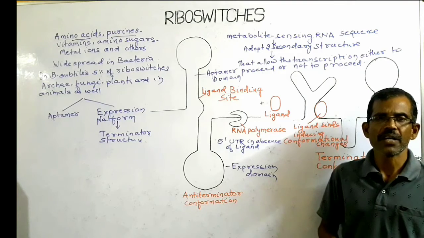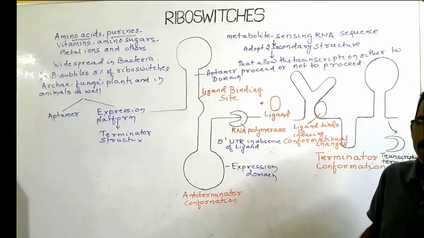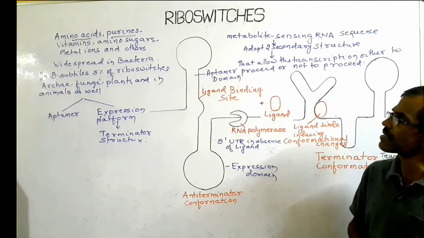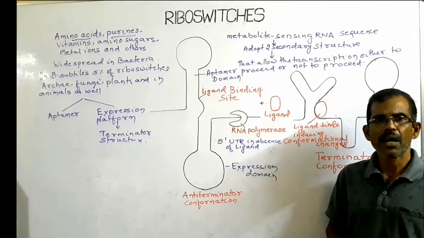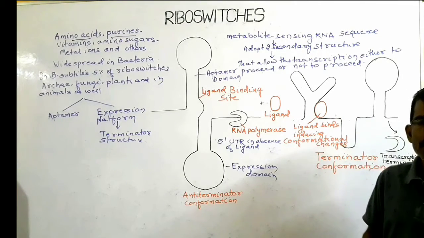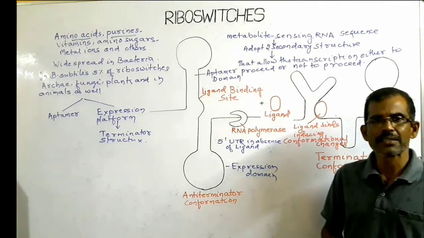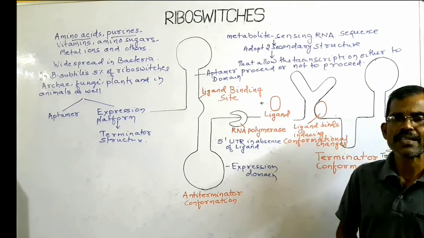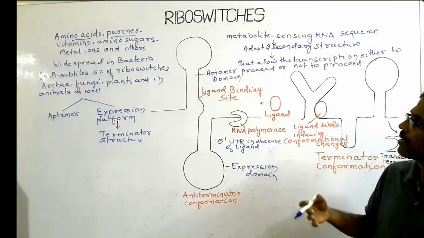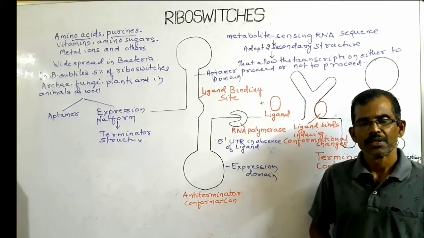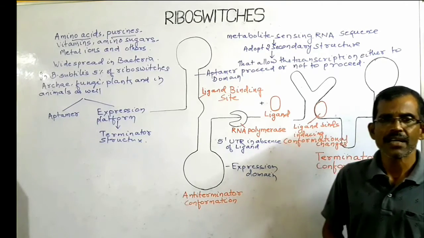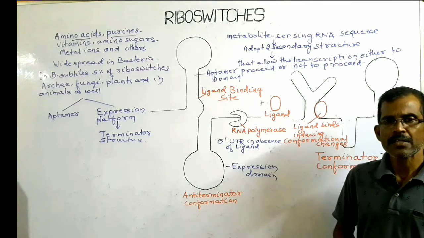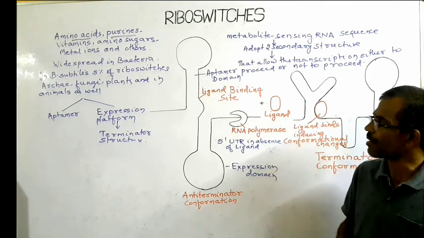Riboswitches recognize various ligands including amino acids, purines, vitamins, cofactors, amino sugars, metal ions and others. Riboswitches are widespread in bacteria. In Bacillus subtilis, 5% of the genes are regulated by riboswitches. These mRNA sequences are also present in archaea, fungi, plants and animals as well.